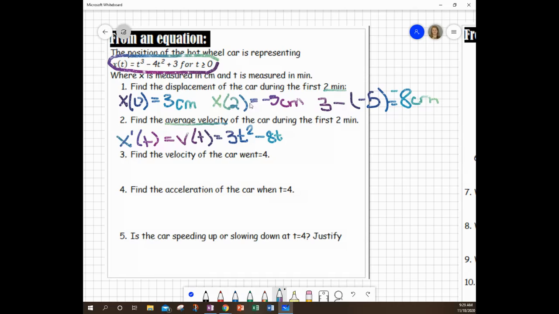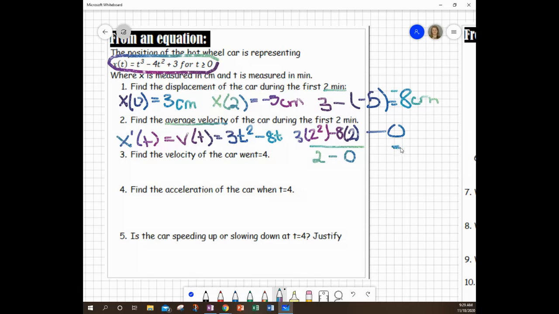Now, if I want to know the average velocity, this is going back to the slope formula you guys always know. My average is going to be y2 minus y1 over x2 minus x1. So my x2 is 2 and my x1 is 0, that's my beginning and my end. Then when I plug 2 into my velocity function, minus 8 times 2, that's your y2. Minus, when I plug 0 into here, I just get 0.